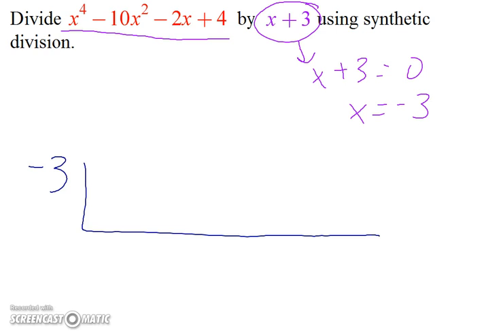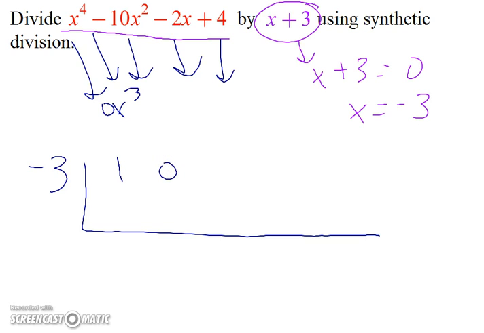And then inside this box, I bring down my coefficients. But if you haven't noticed yet, I said that we had to have all coefficients for each term, including ones that don't exist, and I don't see an x cubed term. There's an x cubed term right here, I don't see it, so it has a coefficient of 0. So we're going to put a placeholder in there. So the x to the fourth has a coefficient of 1. X to the third, which does not exist in this problem, has a coefficient of 0, so I put it in there. X squared is negative 10. X is negative 2. And the constant is positive 4.